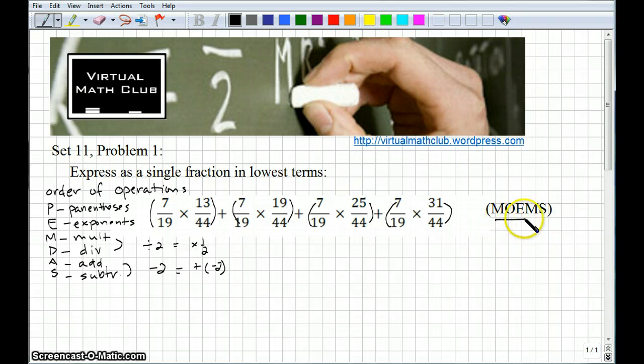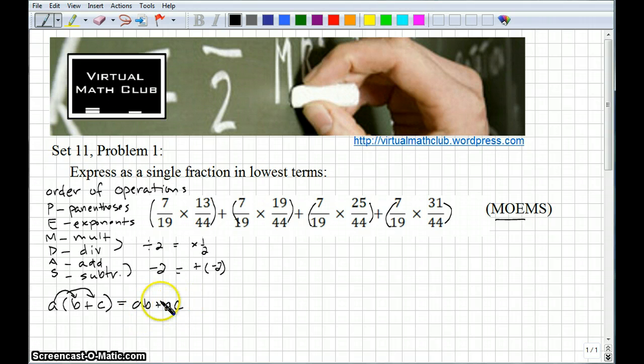This problem actually came from a MOEMS test, and when they give you problems like this and they don't allow you to use a calculator, there's usually some way of simplifying the calculation. And the other thing that you can use to simplify the calculation is the distributive property. So if you remember the distributive property, if we have something like A times the quantity B plus C, then we can distribute the A among the two terms inside the parentheses. So that's equal to AB plus AC.